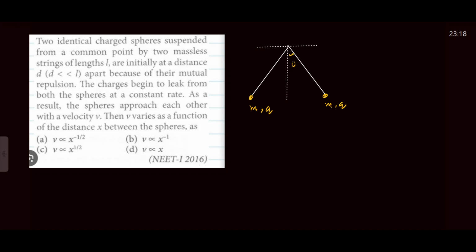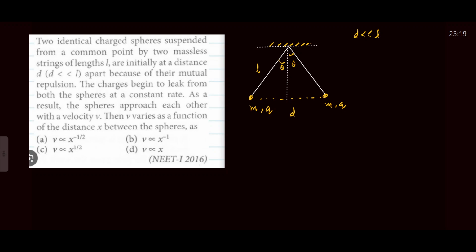Okay, this angle again theta we can take it, and this separation is some distance D, and D is much less than L. It is given to you, D is much less than L. Now try to understand what is given to you. The charge begins to leak from both spheres at a constant rate. If charge is leaking, that means charge is not constant, it is decreasing.